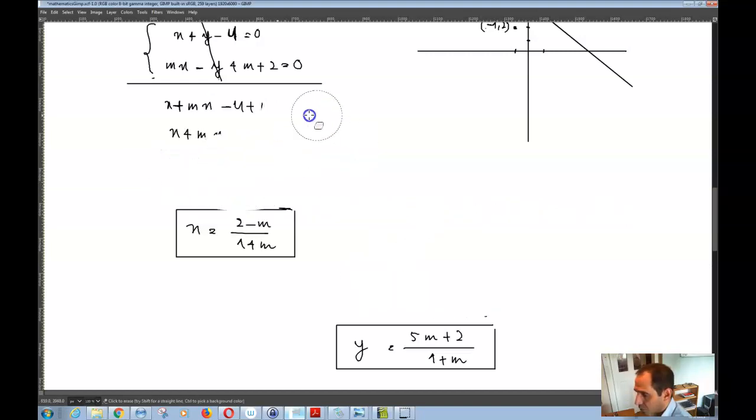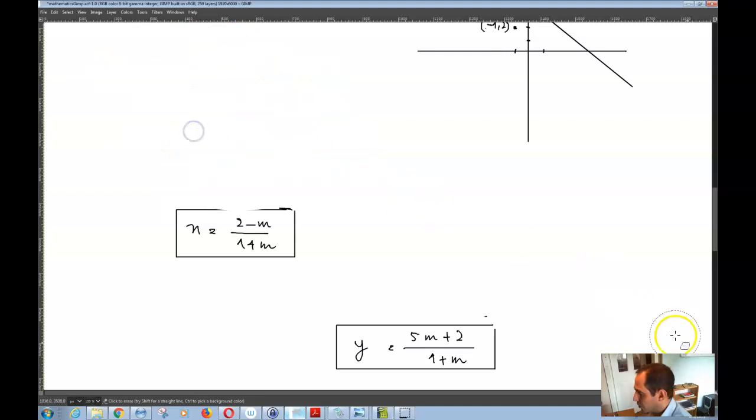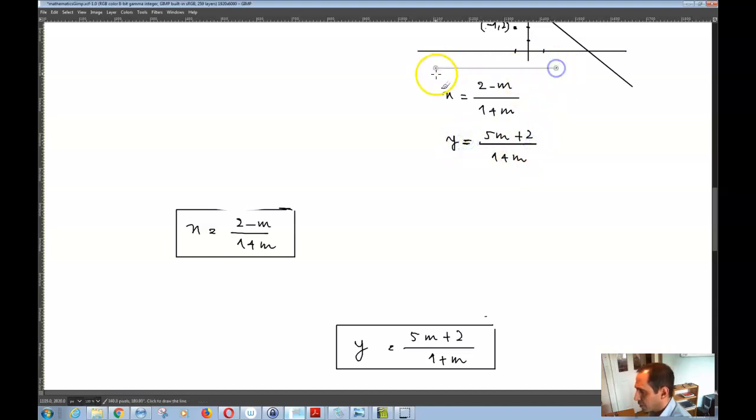I'm going to write them down over here somewhere. The point of intersection of the two lines is x is equal to 2 minus m over 1 plus m, and y is equal to 5m plus 2 over 1 plus m. And that is then the point of intersection of the two lines.